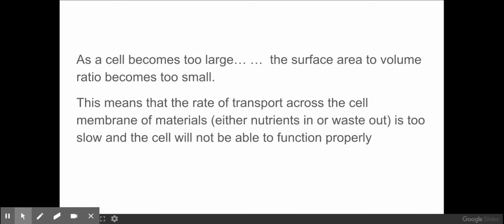As a cell becomes too large, the ratio of surface area, where things are going to be transported, to the volume, where things are being produced, becomes too small, right? Because the amount inside is increasing faster than the outside. So again, as you get larger, your ability to diffuse materials through the membrane is going to decrease.